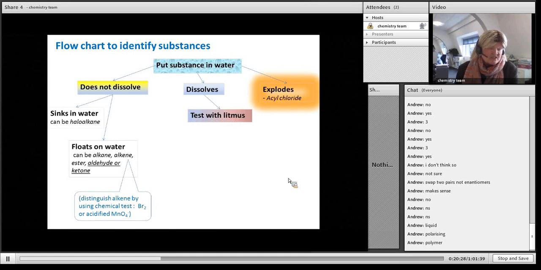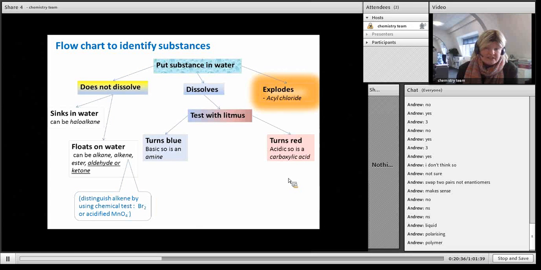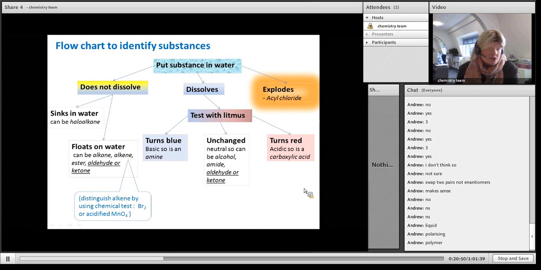Otherwise, if a substance dissolves, you test with litmus. If it turns blue, it's easy. You've got an amine. So only one that'll go and form an amine. If it turns red, it's acidic. Now remember that the acyl chloride also forms an acidic solution. I should have perhaps put an arrow here as well, because it also turns red. And then if it doesn't affect litmus, you've got something that's neutral.